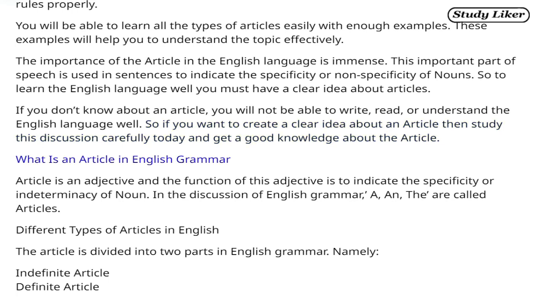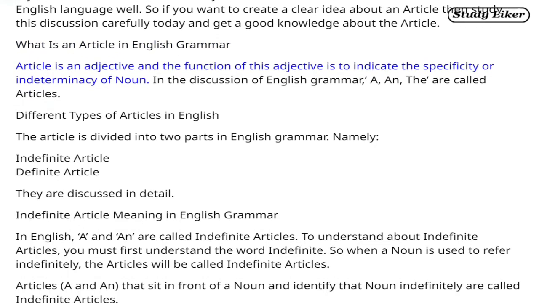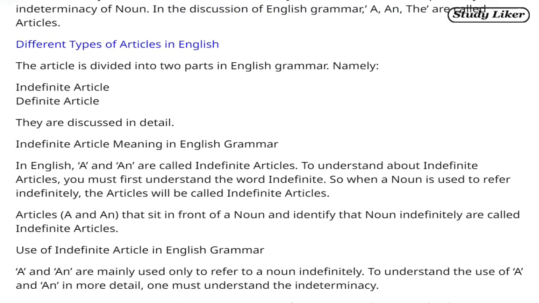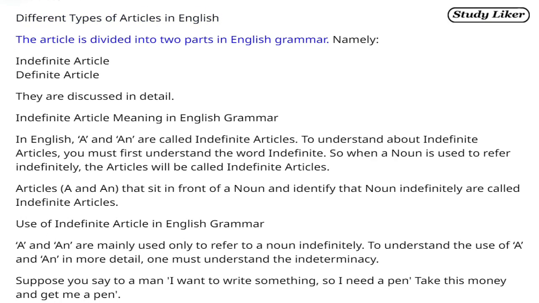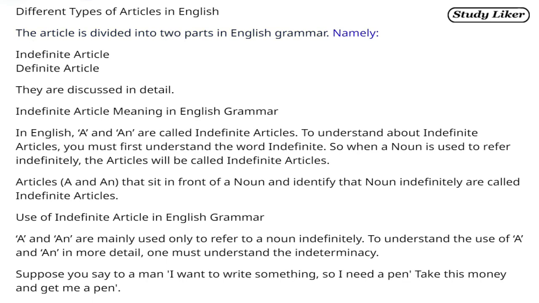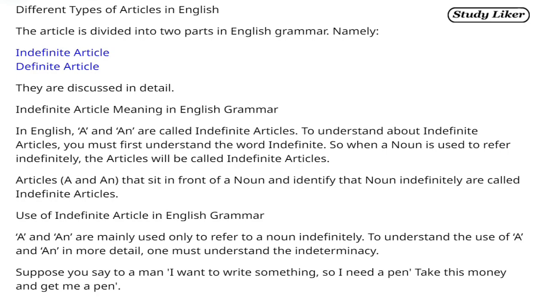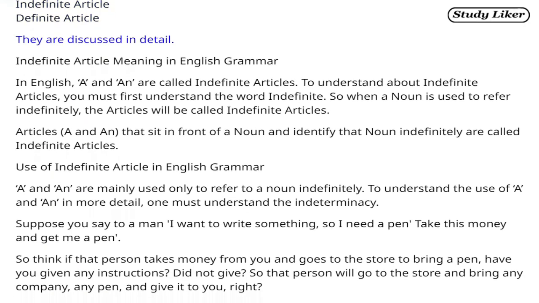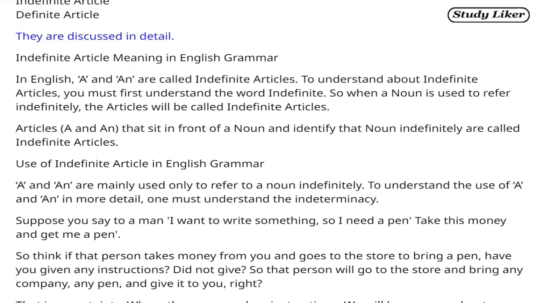What is an article in English grammar? Article is an adjective, and the function of this adjective is to indicate the specificity or indeterminacy of a noun. In the discussion of English grammar, a, an, the are called articles. Different types of articles in English. The article is divided into two parts in English grammar. Namely, indefinite article and definite article. They are discussed in detail.